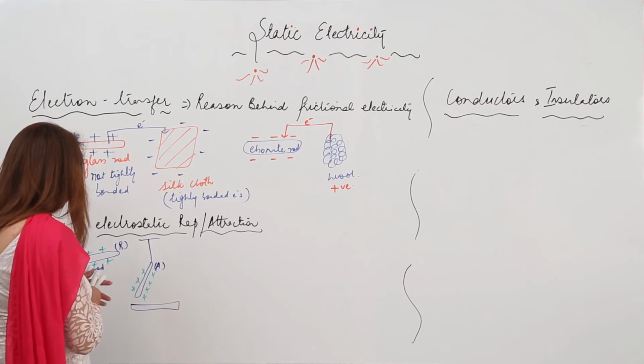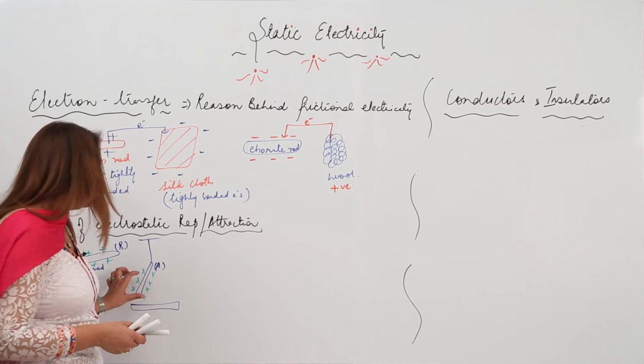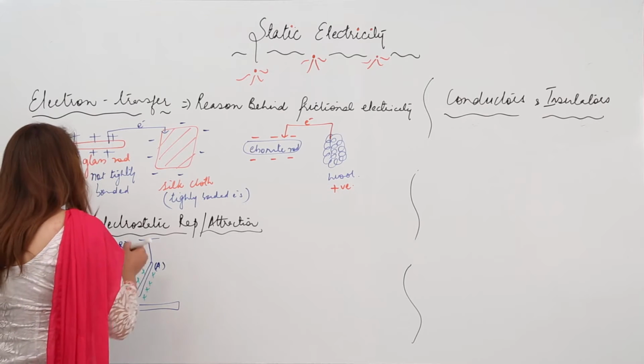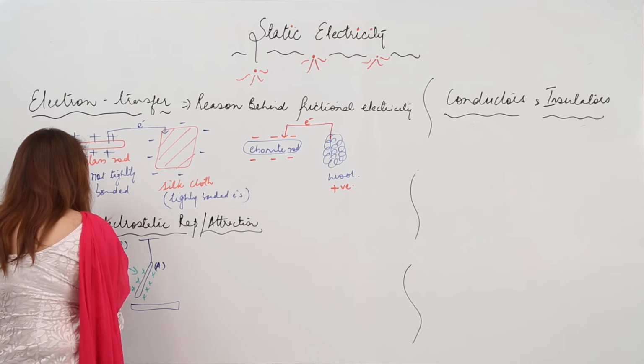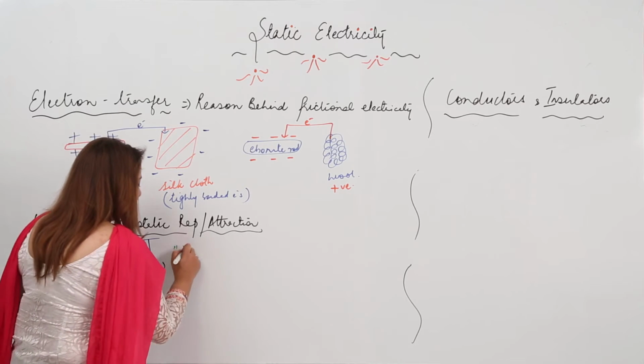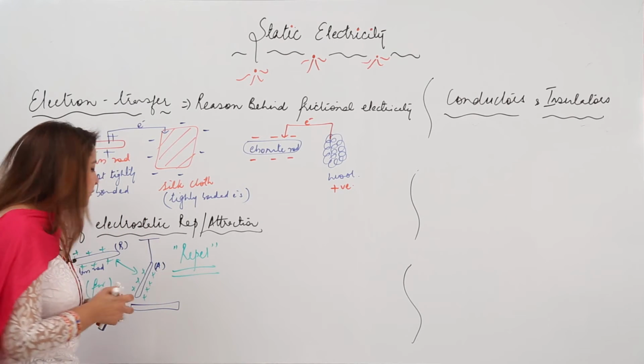When I try to bring this glass rod towards the glass rod which is suspended, we see that they repel each other. They start moving away. They move far apart. That means they repel each other because they both have the same charges.